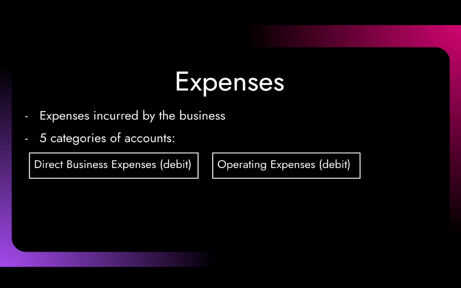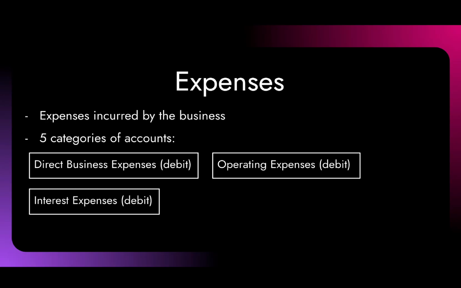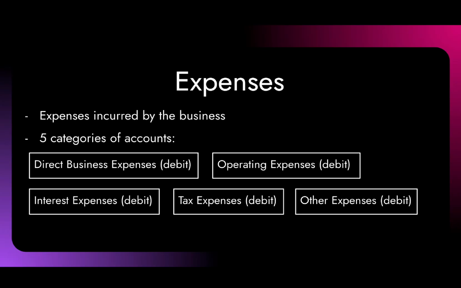Then you have your operating expenses, which are basically the cost of operating your business. So this can be, for instance, rent expense or electricity expense, things like that. Now, the difference between direct business expense and operating expense can be quite subtle and really depend on the type of business that you have. Then you have your interest expenses, which is the interest that you might be paying on some loans. You have your tax expenses, which are the portion of your profit that has to be paid to the tax authorities. And you have your catch-all other expenses.